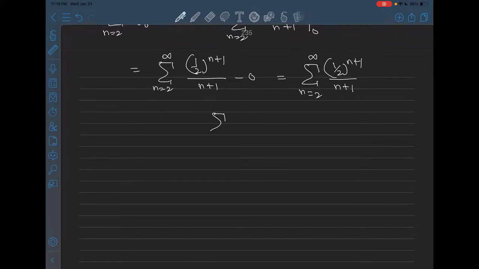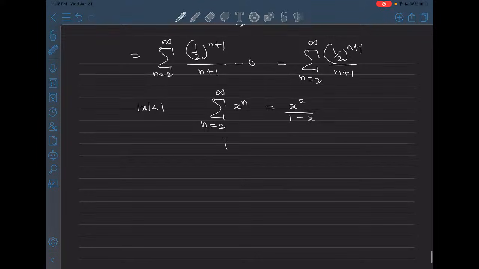We know that if it's, let's say, sum from n equals 2 to infinity of x to the power n, and modulus of x is less than 1, we know that the sum is a by 1 minus r, right? So in this case, a is x squared by 1 minus r is x, right? Now, if we integrate both sides, sum from n equals 2 to infinity is x to the power n plus 1 by n plus 1, right? And on the other side, we have integral of x squared by 1 minus x dx.